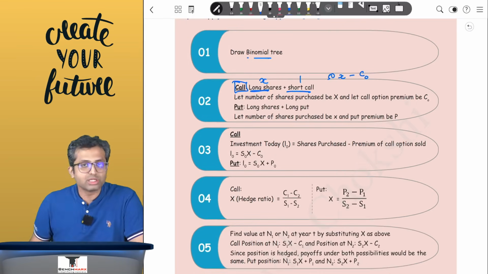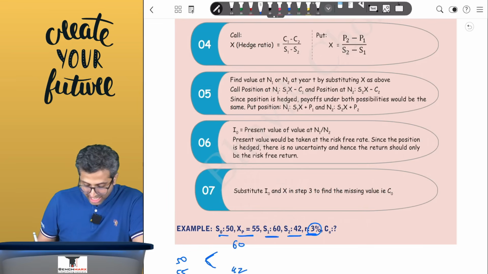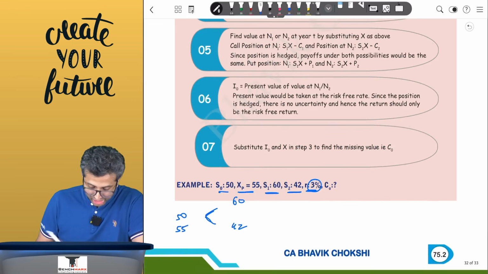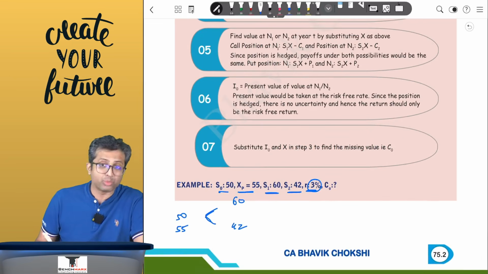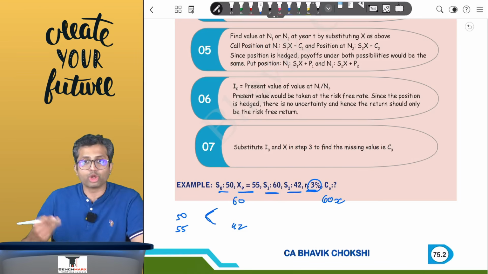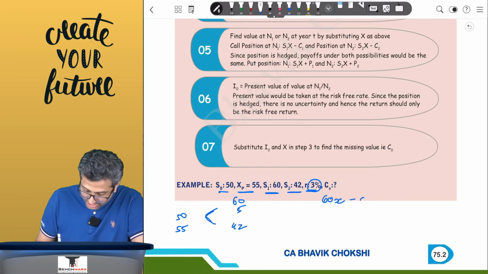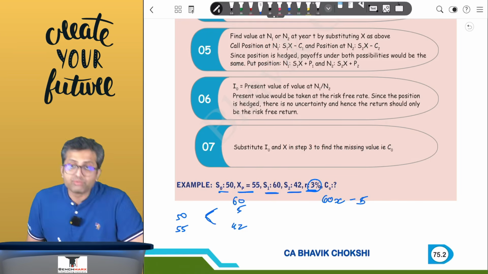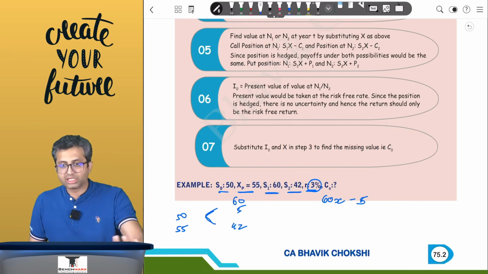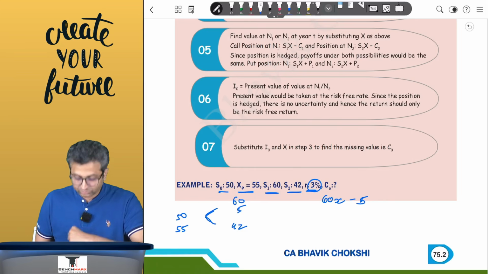Now 1 year down the line, if the rate of interest is for example 3% and you are having these X long shares, these shares will now be worth 60. So over here the position will be worth 60X, and the call option we have shorted, which means you have given a right to buy to someone else at 55, the payoff will be -5. Why? Because you are short the call, the holder will exercise, and hence they are getting a right to buy at 55, something which is worth 60, and hence you will have to pay 5.